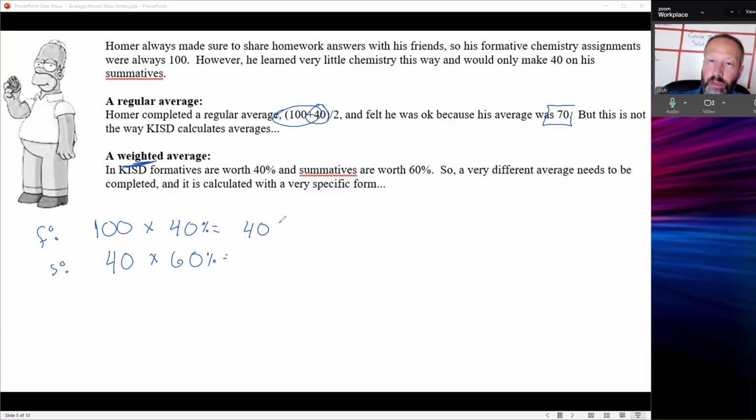Oh, you know what? I lost some zeros. My apologies. There we go. Okay, I have 4,000 and then 2,400. And wow, I don't know why my pen did that. My apologies. It is now entirely writing on its own. This is a little unnerving.